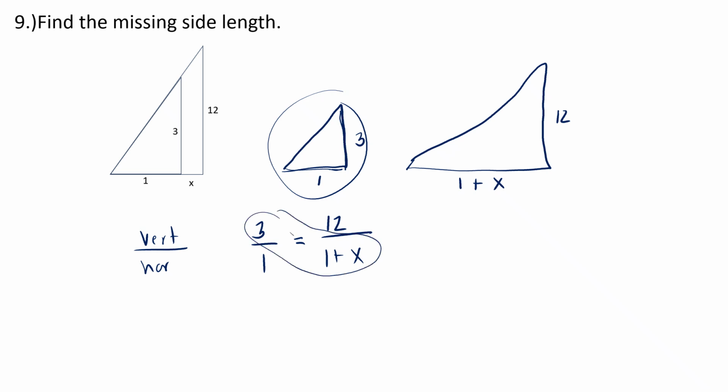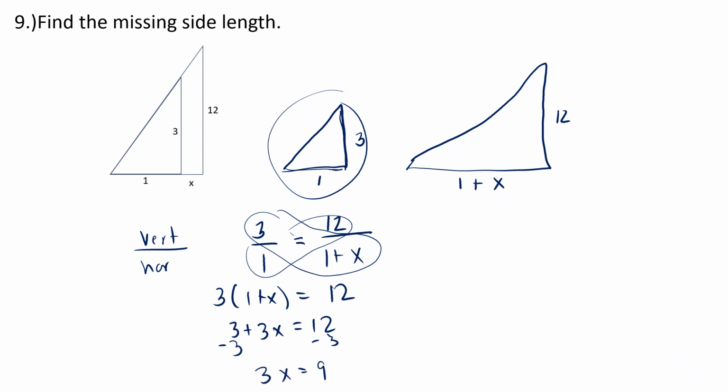So this right here is 3 times 1 plus x is equal to 12. 3 plus 3x, right? 3 plus 3x is equal to 12. Subtract 3 from both sides, so 3x is equal to 9. And x must be equal to 3.